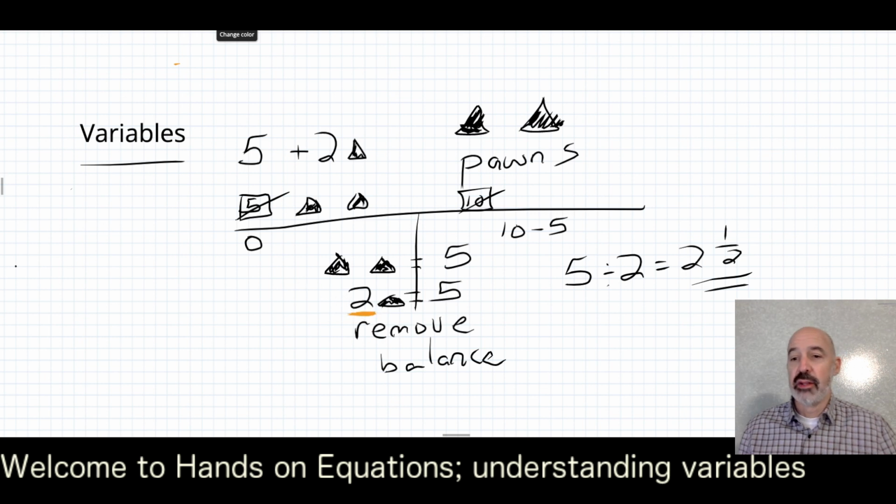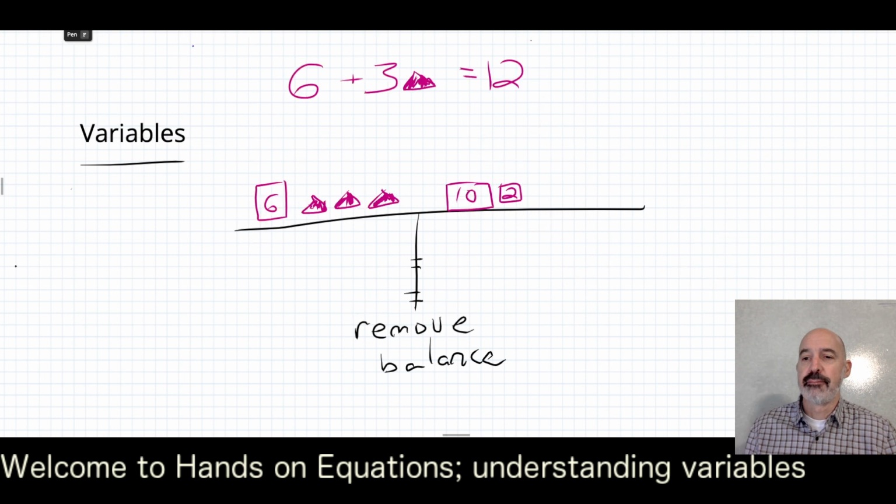So let's look at another one. So this new problem is 6 plus 3 pawns equals 12. And we can again think about this pawn as being the variable x. That's good to think about. But more important is what we see down here, is the visual representation of 3 pawns as literally 3 of the same pawn. And that's where kids get confused unless they see it routinely.